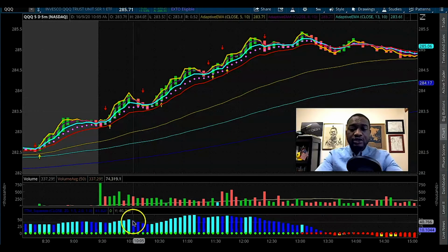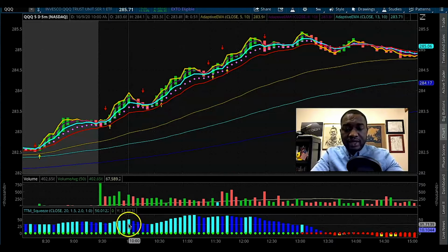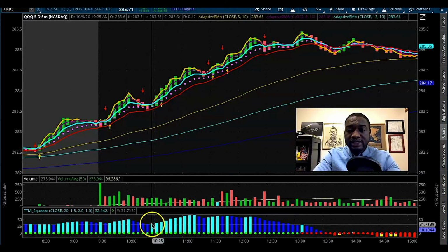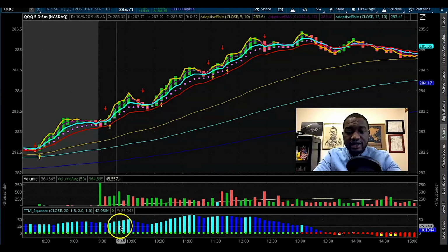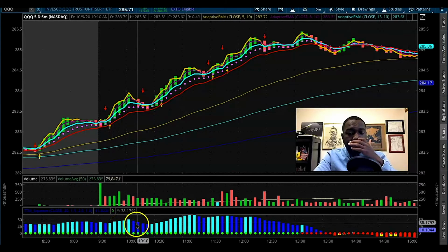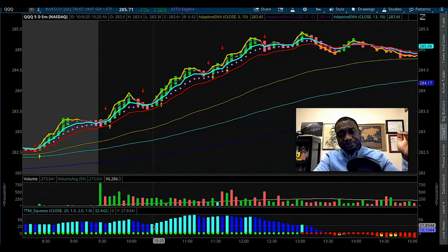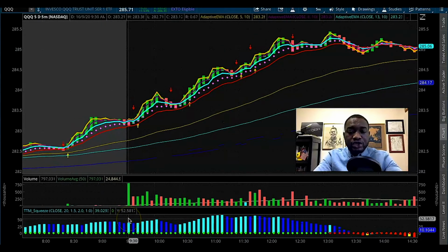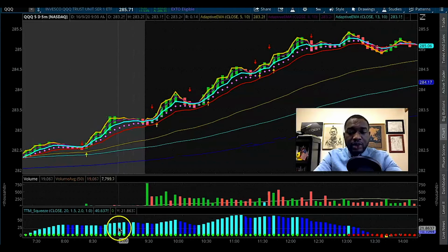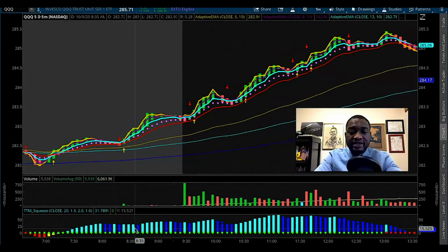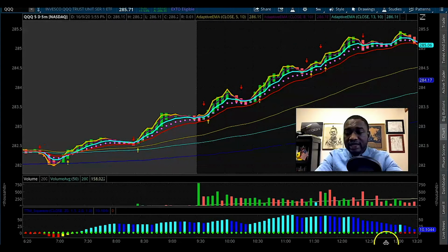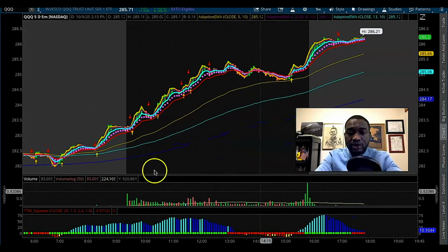So what I usually like to do as well is keep an eye on the TT squeeze. Usually if the TT squeeze has this light bluish color with the dark blue color, the dark blue color would usually mean the trend is going down. But if you see light blue, then dark blue, then light blue, then dark blue, that usually signifies that most likely the stock is still on an uptrend, still on a bull run.